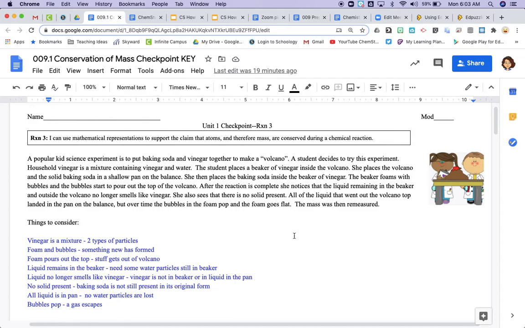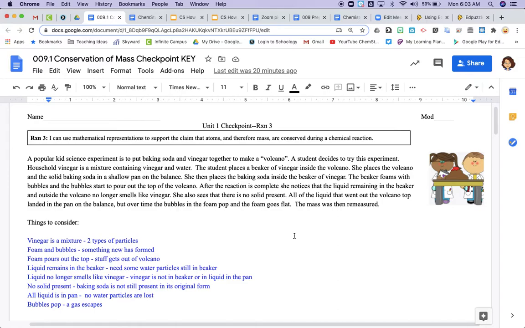Observation 3. Foam pours out of the top and stuff gets out of the volcano. When you draw your picture, you need to draw something outside the volcano, inside that little pan. Number 4. There is some liquid that remains in the beaker. That means that your beaker needs to still have some of those water particles. The next observation is that the liquid no longer smells like vinegar. Whatever you chose as your representation of vinegar particles, they need to be gone from the beaker and really gone from the liquid in the pan as well, because the odor has gone away.